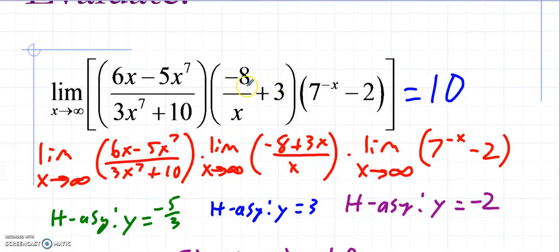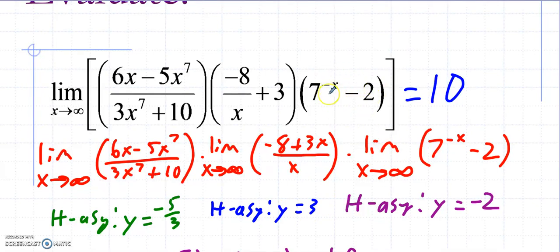For the second quantity here, I actually turned it into a rational function with a common denominator. It is currently a rational function, but I got a common denominator so that I can see the degree of the numerator is the same as the degree of the denominator. Therefore, the ratio of the leading coefficients is 3 over 1, or y equals 3. So there's a horizontal asymptote at y equals 3.